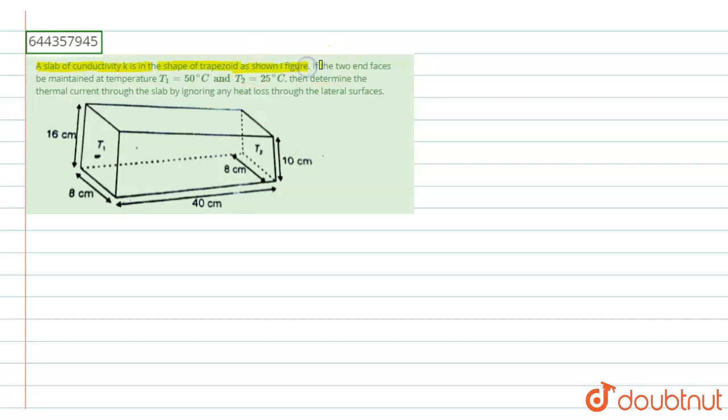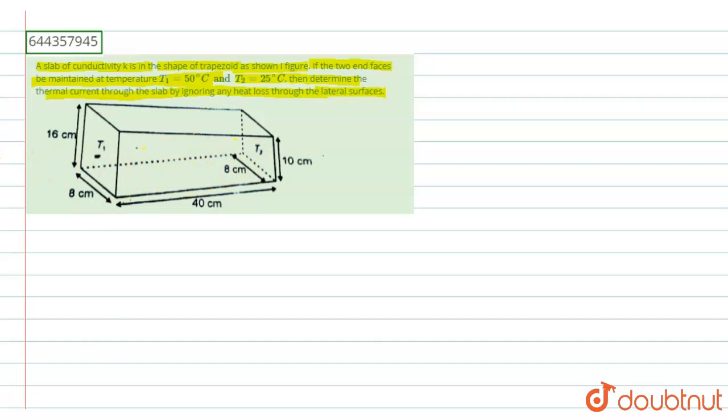Hi, the question is, a slab of conductivity K is in the shape of a trapezoid as shown in the figure. If the two end faces are maintained at temperatures T1 equal to 50 degrees C and T2 equal to 25 degrees C, then determine the thermal current flow through the slab by ignoring any heat loss through the lateral surface. So we can see from here, this is the shape of a trapezoid.